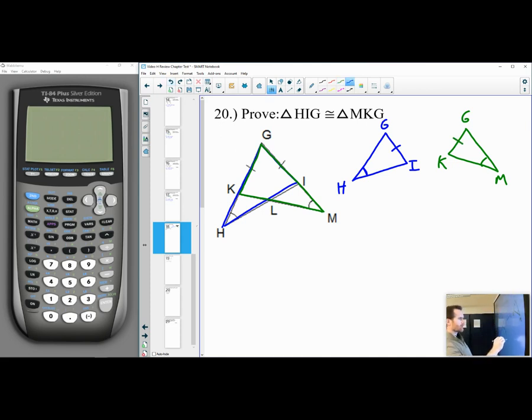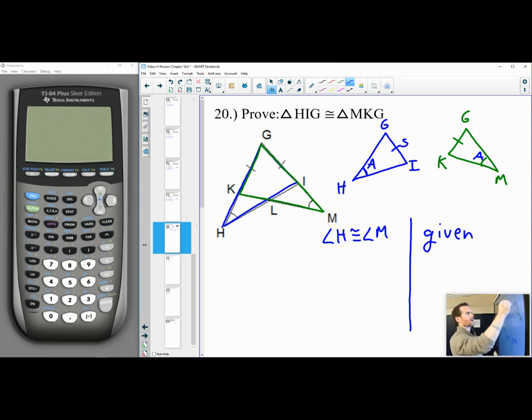So we'll draw the line for the proof. Let's see if we can fit in here. Let's start with what they're giving us. I like to start with the angles. So we got a pair of angles here. That's angle H is congruent to angle M, and that's given. Next up, I see a pair of congruent sides that were given to us. So we can say segment GI is congruent to segment GK. Given. And now we're all out of given, so we need to look for something we can add in.